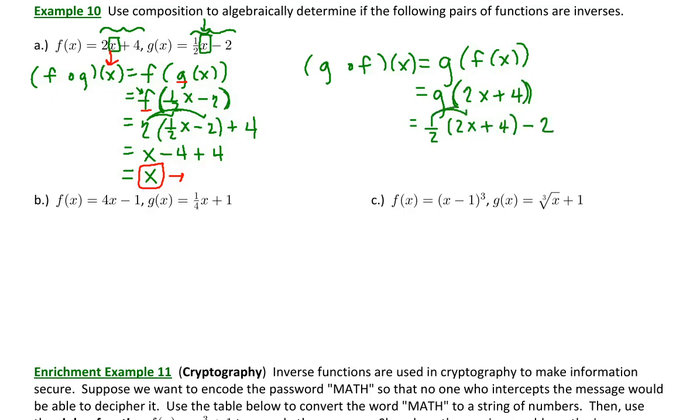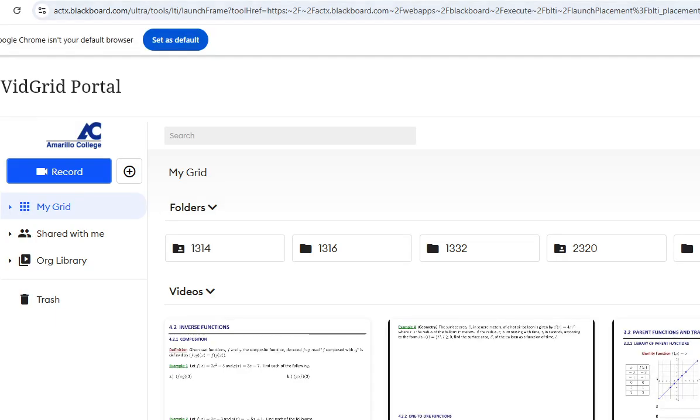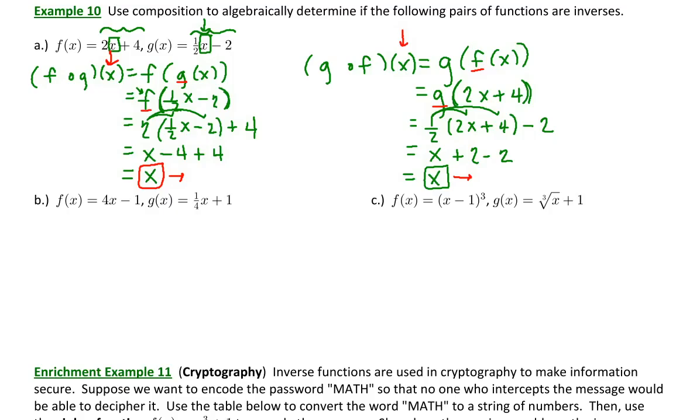Now, distributing our 1/2 to simplify, we have x plus 2 minus 2, which gives us just x. So once again, we see that if we plug in x and first apply f and then apply g, our output is the same. Because we have composed these functions in both orders and got x in both directions, we can conclude that our functions are inverses.